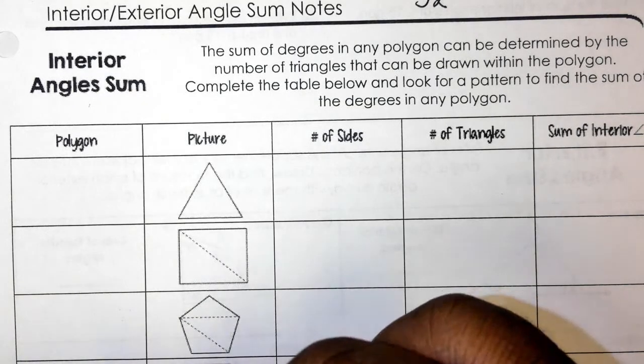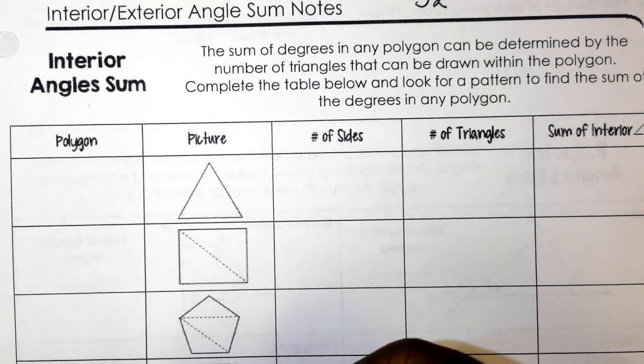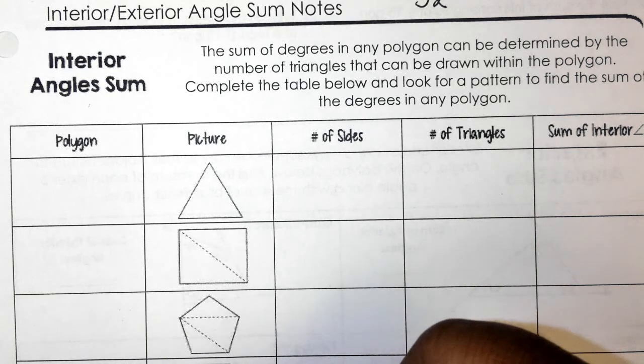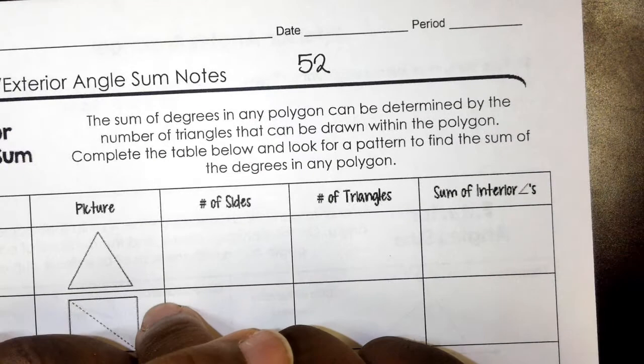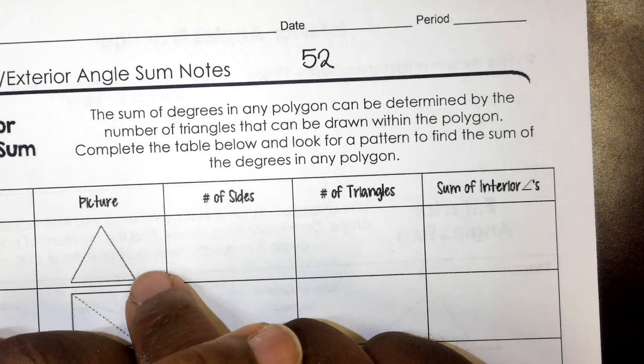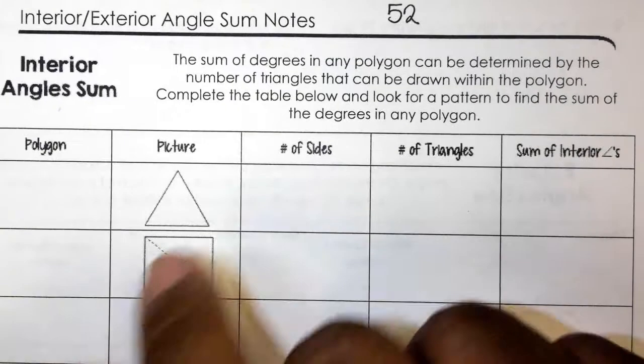Interior angle sums. The sum of the degrees of any polygon can be determined by the number of triangles that can be drawn within a polygon. Complete the table below and look at the pattern to find the sum of the degrees in the polygon. As we go through this, you'll start to realize what we're trying to show you. But what it's saying up there is true. That's why we focus so much on triangles too.